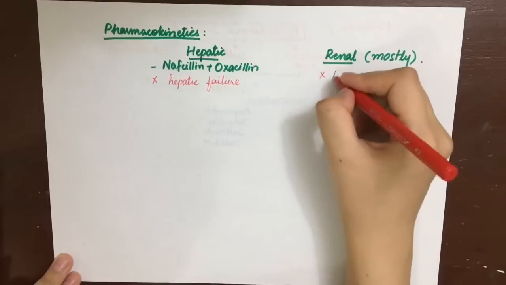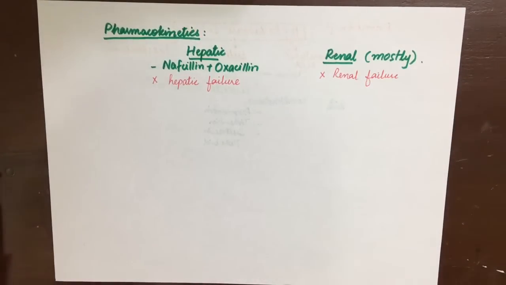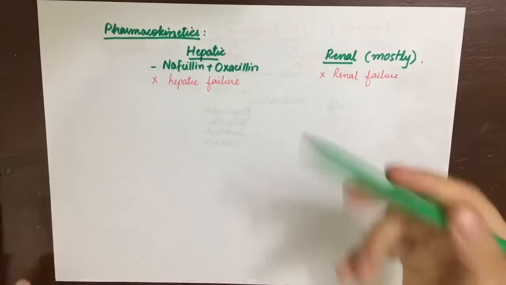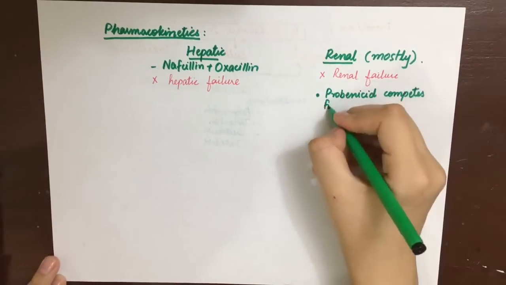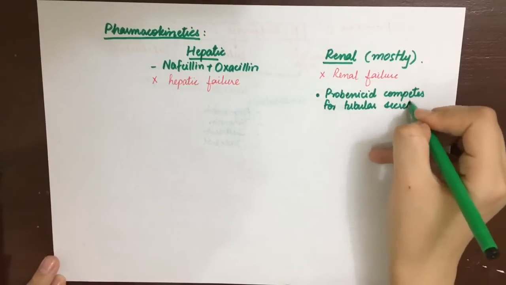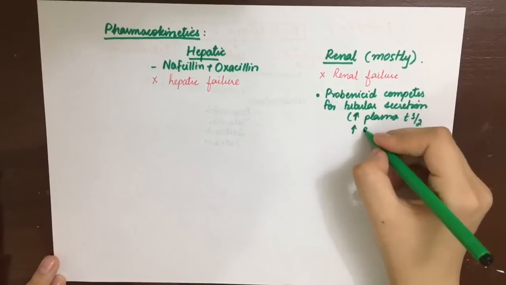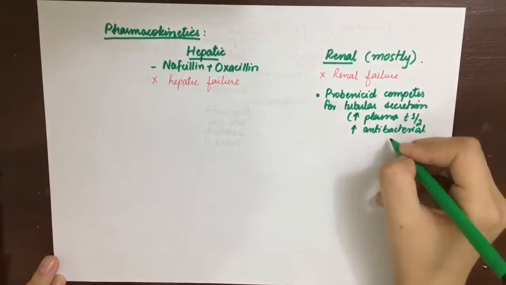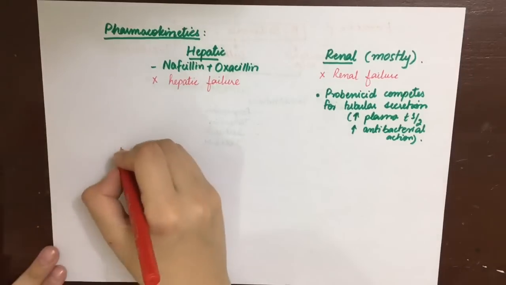Also, another point to remember is that probenecid actually competes with penicillin for tubular secretion, that is, excretion by the kidney. So, probenecid wins and it is excreted in the urine while penicillin is left in the blood, and thus penicillin has higher plasma half-life and thus increased antibacterial action.